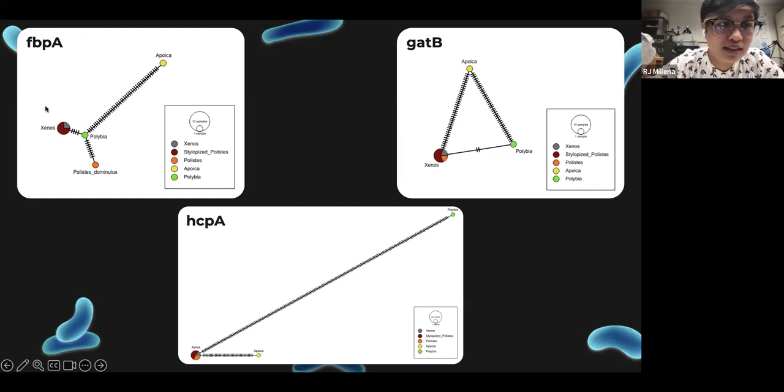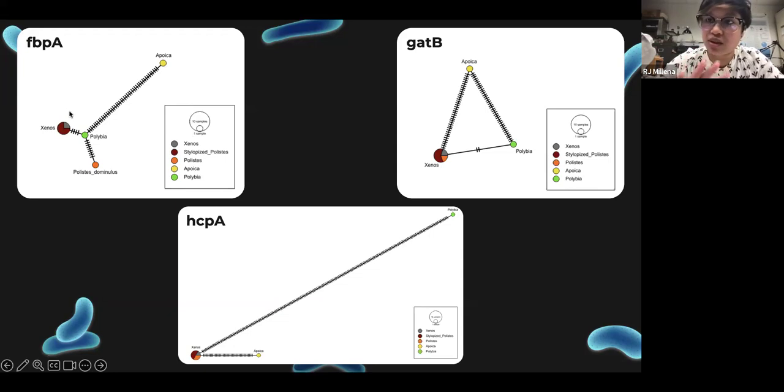AGTC in Xenos could be AGGC in Polybia, and that means there's two differences. So that's what that looks like. And all of these are showing us that the parasite genes of Wolbachia match up with the host wasp genes of Wolbachia, and they're different from Wolbachia genes taken from other organisms. So that was very exciting.